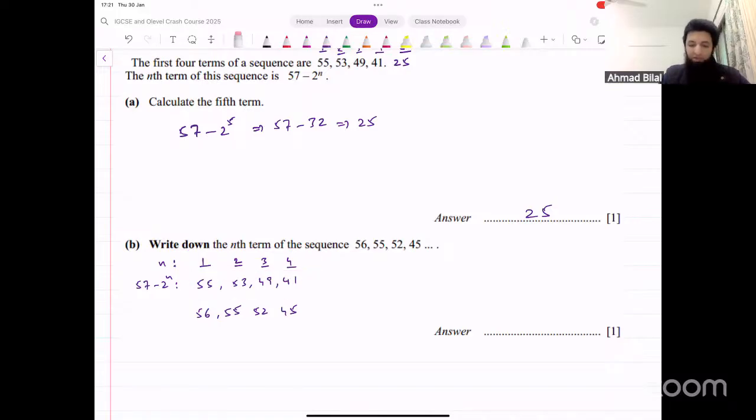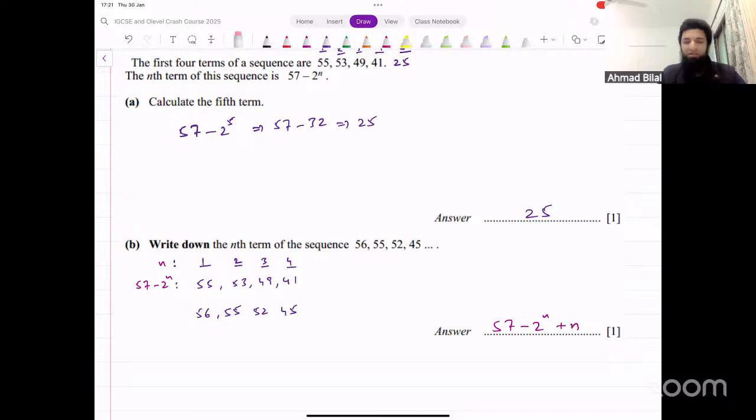What does the first row represent? The first row represents n. What does the second row represent? The second row represents 57 minus 2 raised to the power n. What should this then be? It should just be the sum of those two. You can say that's 57 minus 2 raised to the power n, plus n. That's the nth term of the sequence.